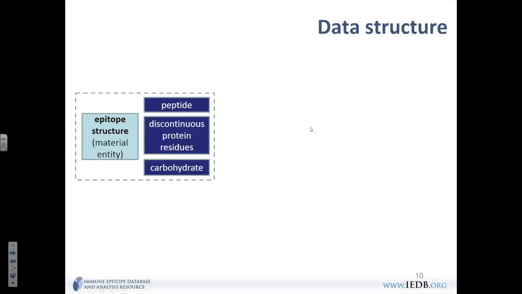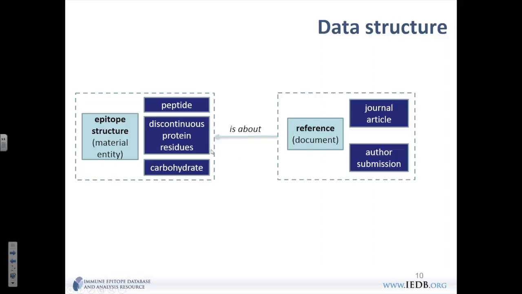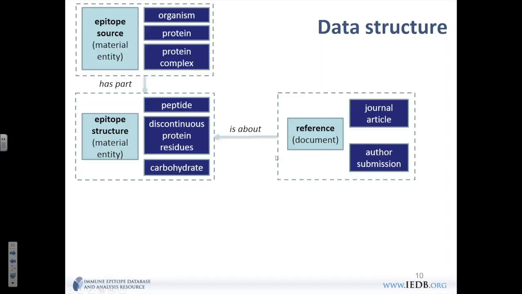Now, the data structure that we use is not just for these kinds of mouse experiments, but also for humans and T cell, B cell, all these different experiments. The shared data elements are as follows. We have an epitope that is being recognized. This could be a peptide, it could be discontinuous residues on a protein, it could be a carbohydrate, etc. And in order for us to know about it, there must be an initial document, which might be a journal article that is curated or an author that submits something.